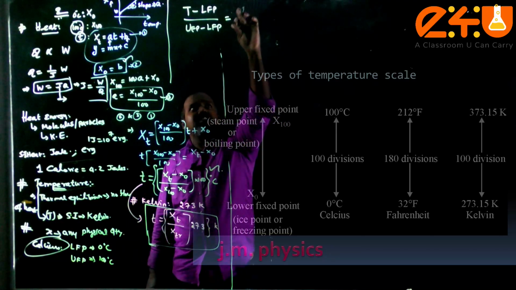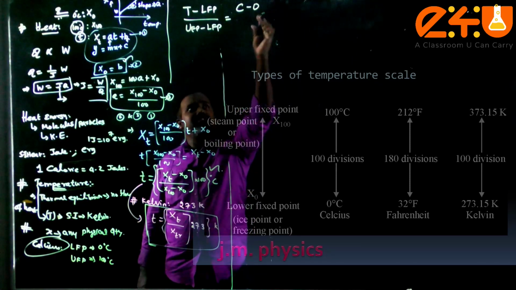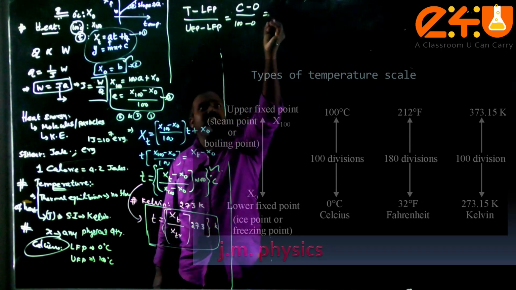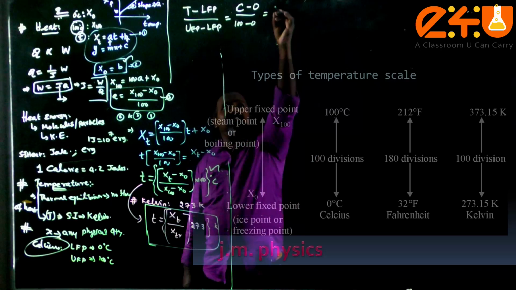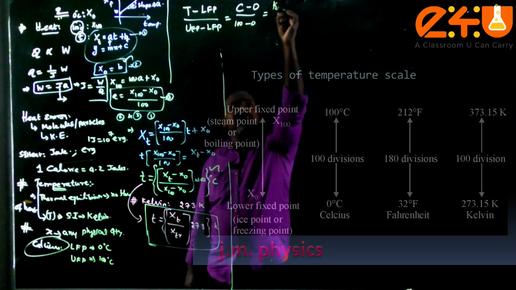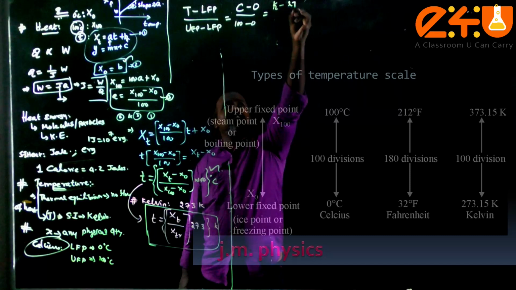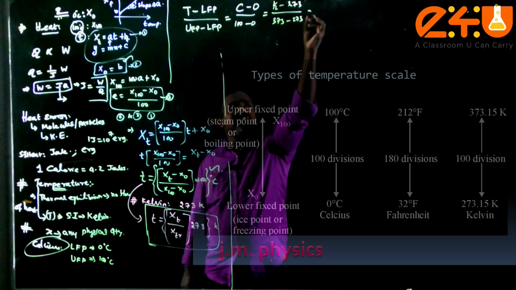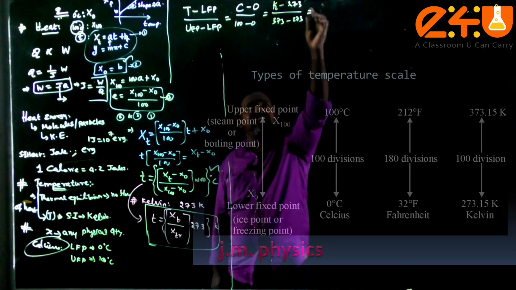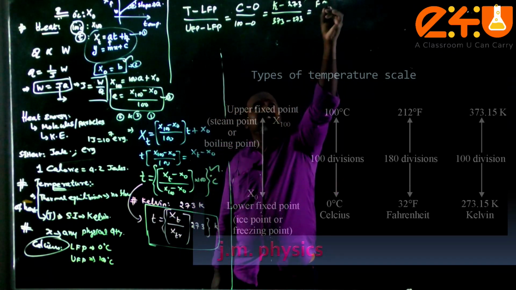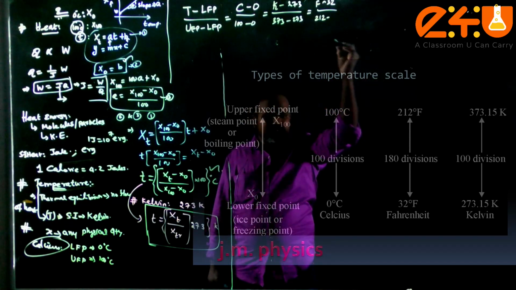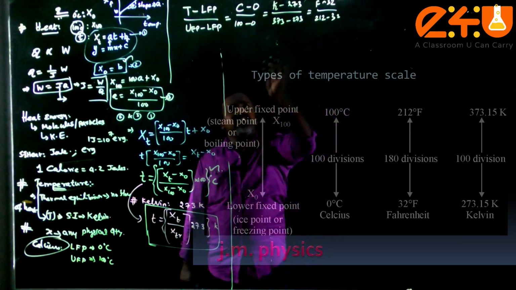So here the centigrade temperature is denoted as C, whose corresponding lower fixed point is 0 degrees. That is (C minus 0) divided by (100 minus 0). Similarly for the Kelvin scale, K means the temperature in Kelvin scale, so (K minus 273), the lower fixed point, divided by (373 minus 273). Similarly for Fahrenheit also, we can write (F minus 32) divided by (212 minus 32). So this is the relation.